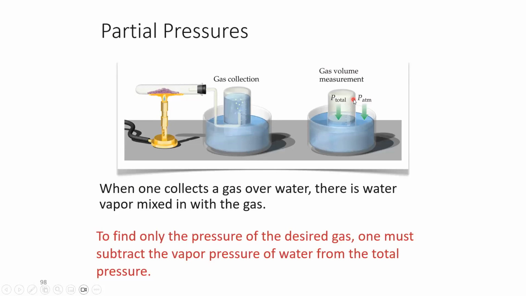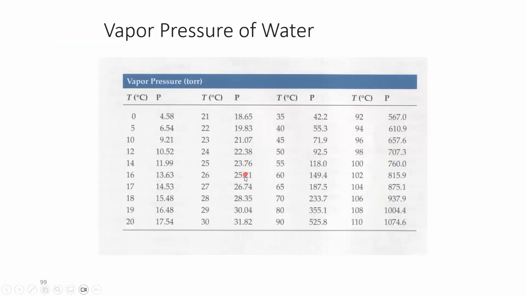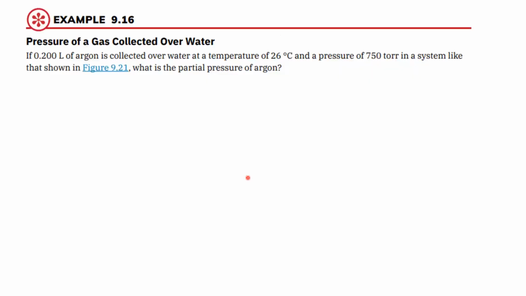After this system equilibrates, the pressure inside our container is going to be 750 torr as well. If we know the water has a temperature of 26 degrees Celsius, that means the vapor pressure of that water is going to be 25.21 torr. So if our total is 750, but 25.21 of that is coming from the water, that means the other 725 is going to be coming from the argon.